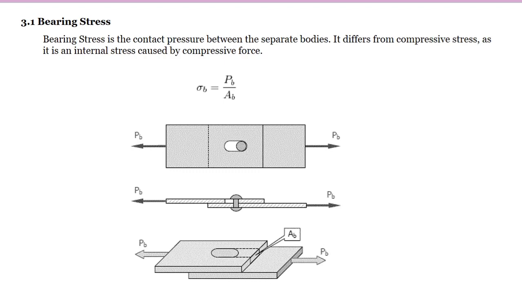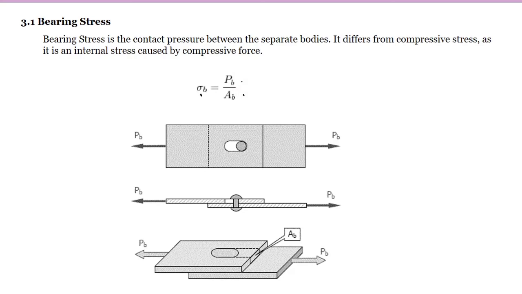Topic 3.1 Bearing stress. Bearing stress is the contact pressure between the separate bodies. It differs from compressive stress as it is an internal stress caused by compressive force. So, we have here the formula. The bearing stress is equal to force over the bearing area.